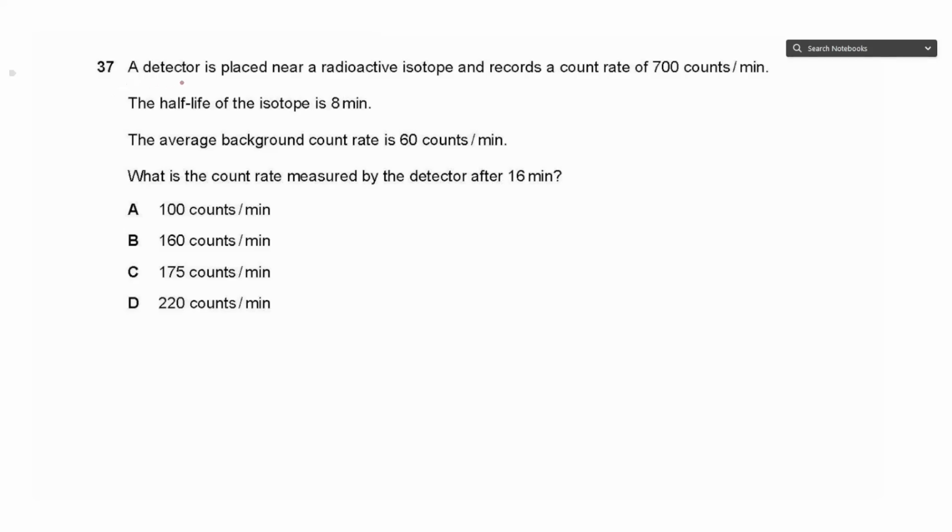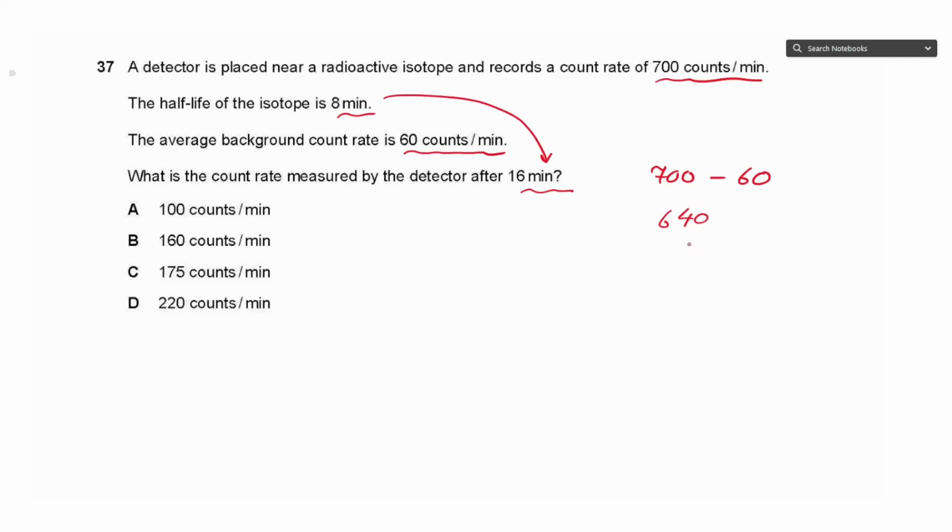Question 37 says a detector is placed near a radioactive isotope and records a count rate of 700 counts per minute. The half-life of the isotope is 8 minutes. The average background rate is 60 counts per minute. What is the count rate measured by the detector after 16 minutes? So 16 minutes makes 2 half-lives, and the initial value is the 700 minus the background, because the background does not have a half-life. That gives an answer of 640.